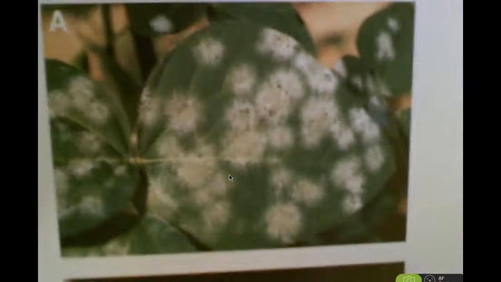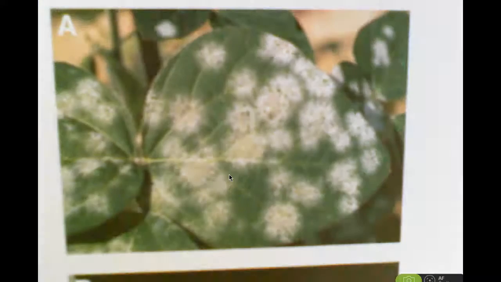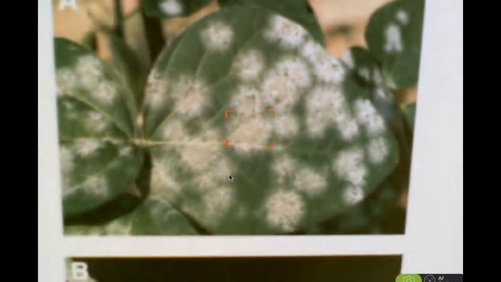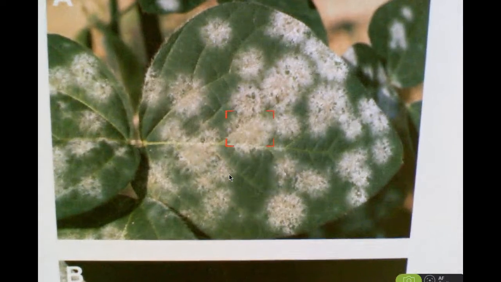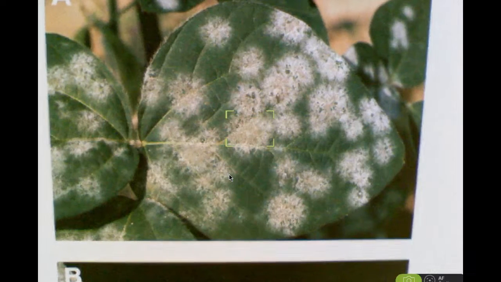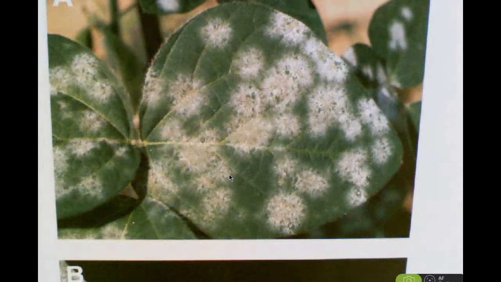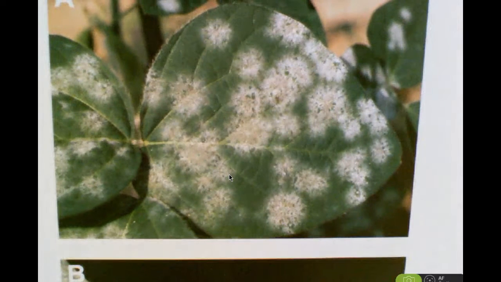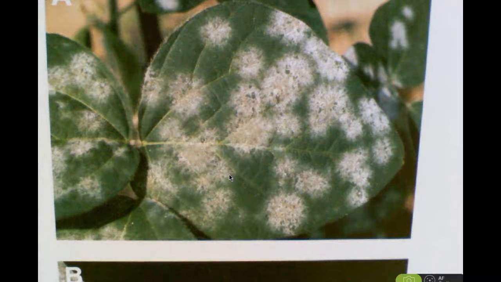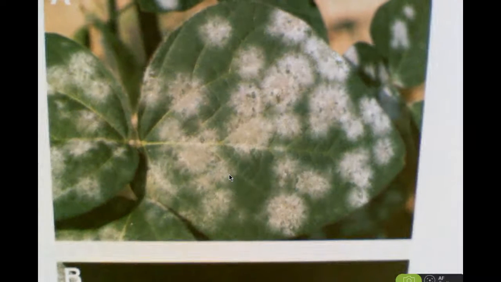Then the next thing I wanted to show you was some of the signs. Okay, and here, I'll try to get that to focus a little bit. And that is powdery mildew, so that's a sign of a disease.